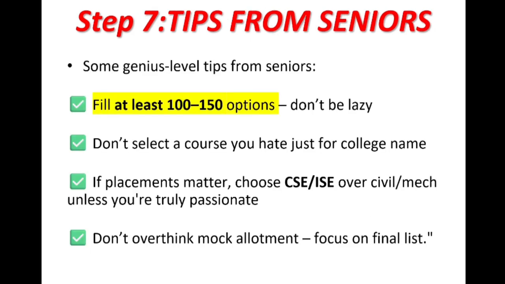Tips from seniors. Some genius level tips from seniors. Fill at least 100 plus options, don't be lazy. Don't select a course you hate just for college name. If placements matter, choose CSE or ISE over Civil or Mech unless you are truly passionate. Don't overthink mock allotment. Focus on the final list.